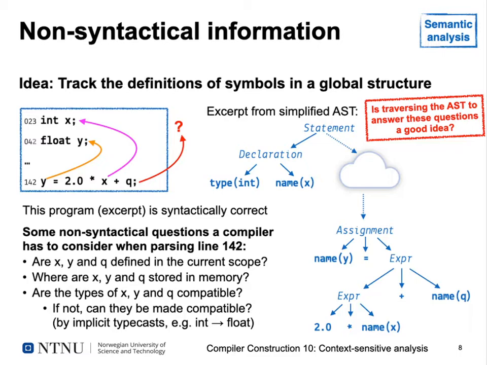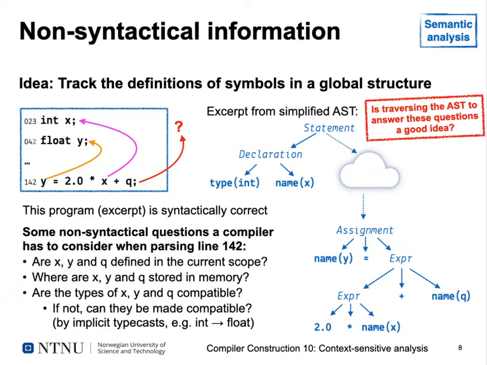So let's say we have this excerpt of a program here. Somewhere up here, we have a declaration of an int variable x, then we have a declaration of a float variable y, and further down in our program we have an expression that uses x, calculates 2.0, which is a floating point constant, times x, adds something which is q, which we don't know anything about here maybe, and assigns this value to our float variable y. So let's assume this program excerpt is syntactically correct.